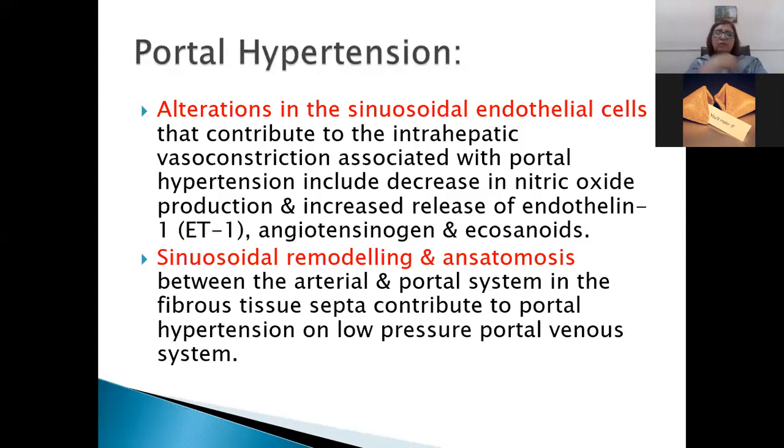So when there is sinusoidal remodeling, which occurs in cases of cirrhosis of the liver, anastomoses develop between the arterial and portal system. This will also increase the pressure in the portal vein. Actually, the portal venous system is a low pressure system, but when it combines with the arterial system because of anastomosis in the remodeling of the liver, this can lead to increased pressure in the portal vein, leading to portal hypertension.